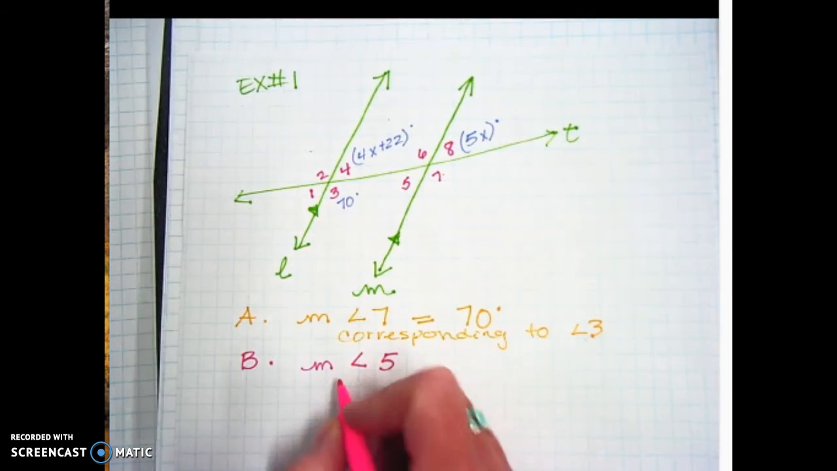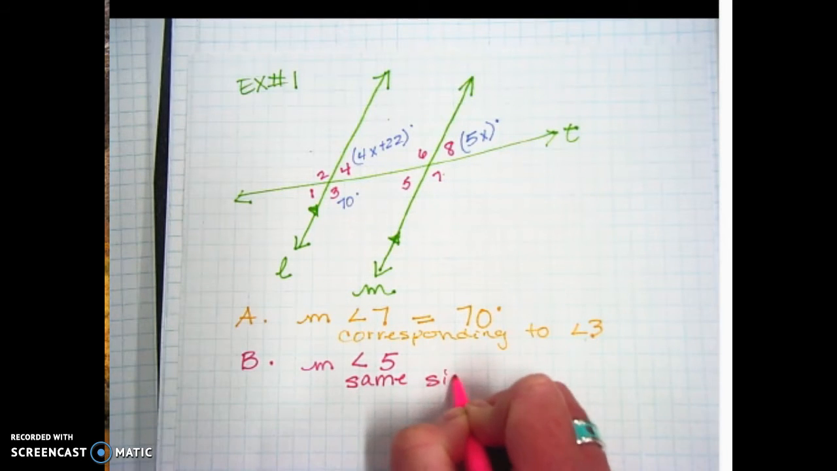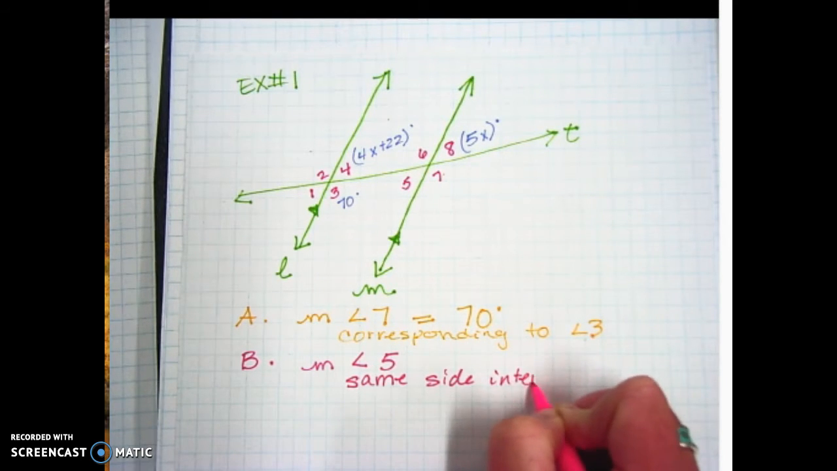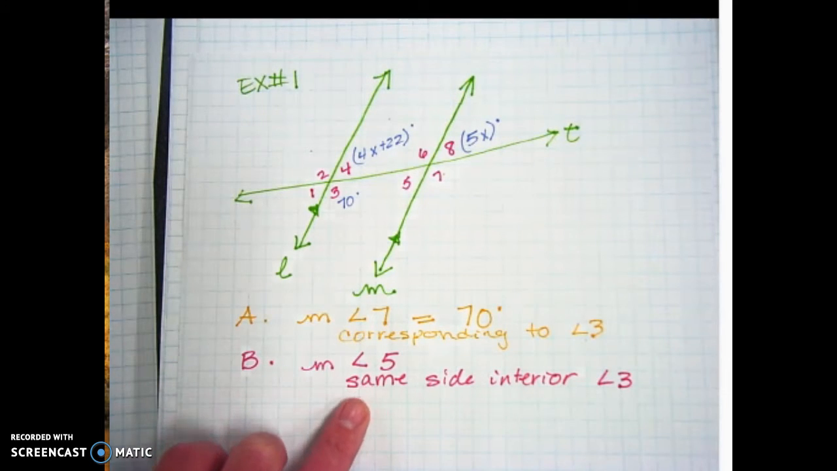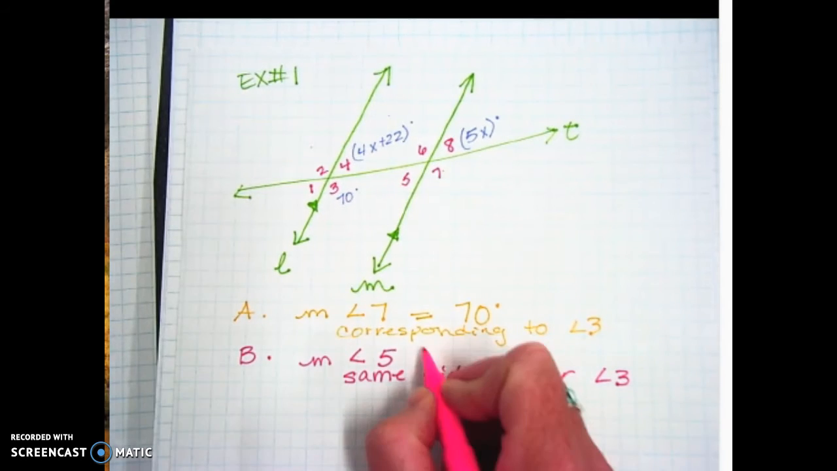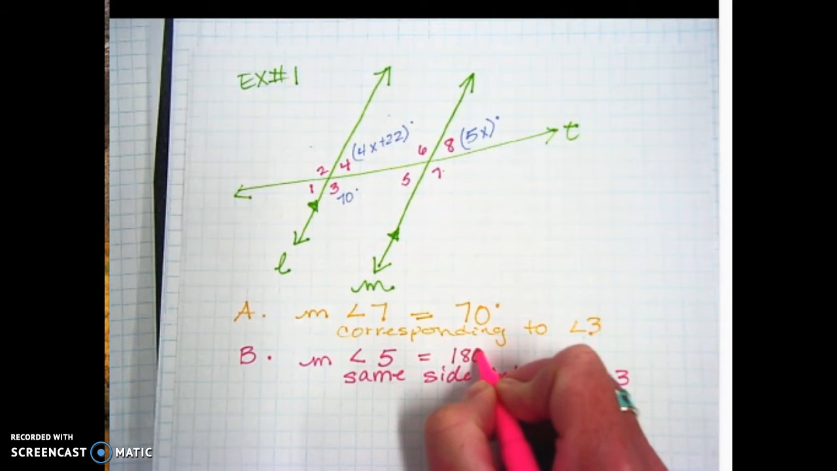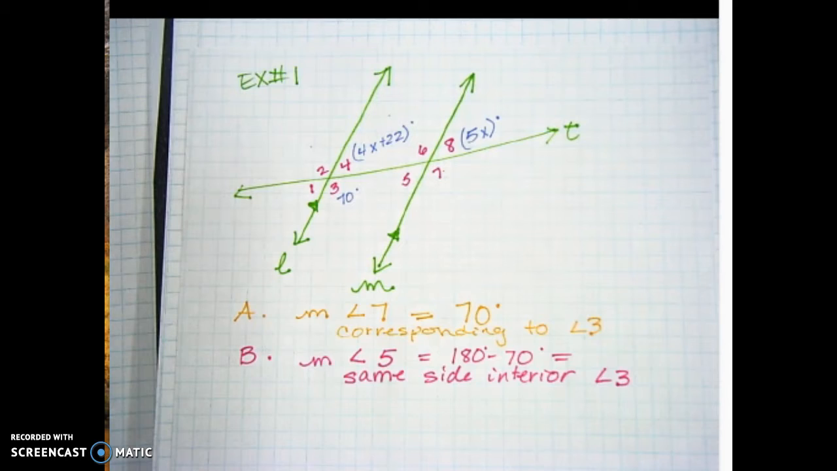Same side interior. So we know that same side interior of angle 3, right? And those 2 angles, same side interior, should have what relationship? They should be what to each other? It's the one that's different from the other 3. They should equal 180. So if this is 70, we're going to say 180 minus 70. We should get how many degrees? 110.